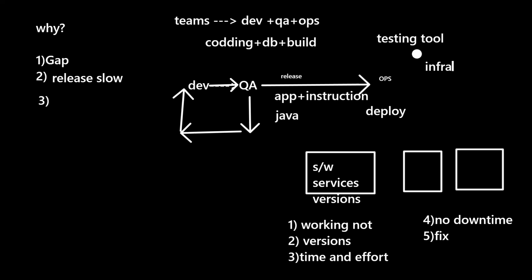Hence, each team may not understand the challenges of others. Each team may not understand the requirements of others, right? So again, there is a gap because the core skills are different, and the release process is slow, right? That's the second challenge. And there is one more challenge. Let me list that out also.